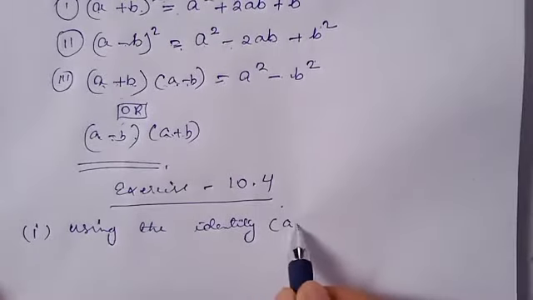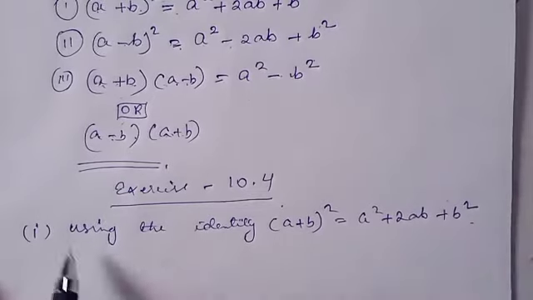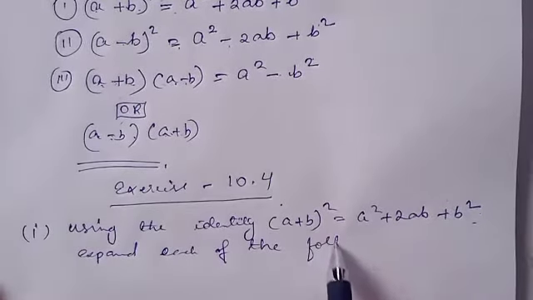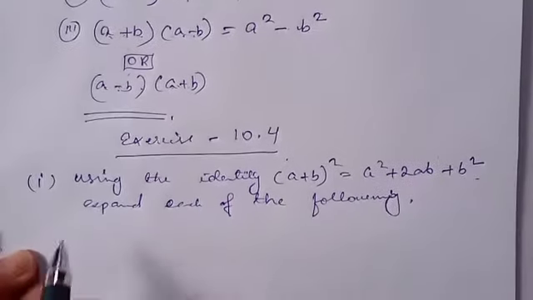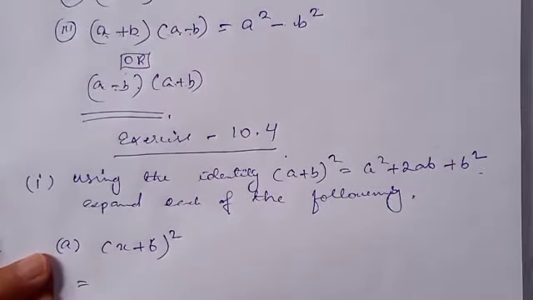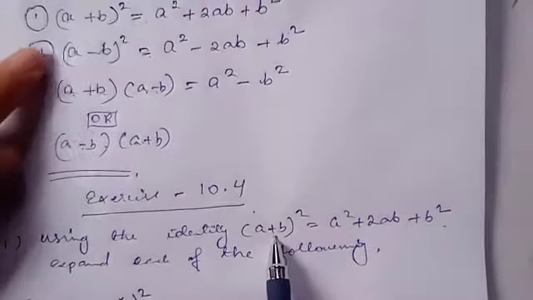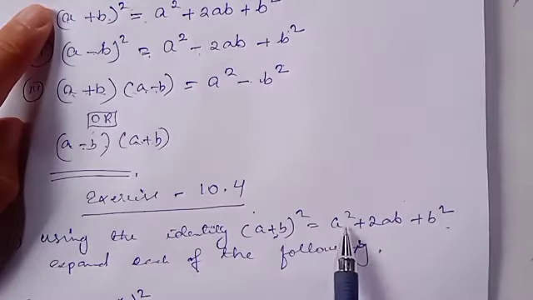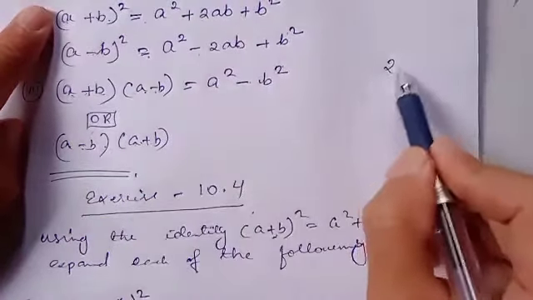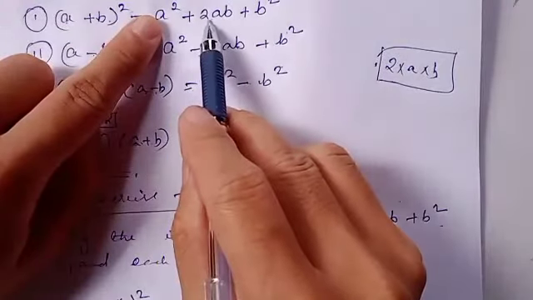Using the identity a plus b the whole square is equal to a square plus 2ab plus b square, expand each of the following. First question we have x plus 6 the whole square. We are asked to expand this by using the first algebraic identity. a plus b the whole square is equal to a square plus 2ab plus b square. 2ab means 2 into a into b, it can be written as only 2ab, shortcut.